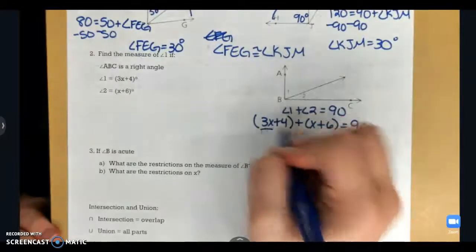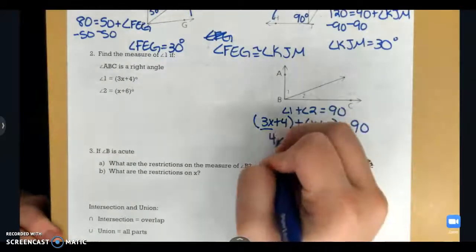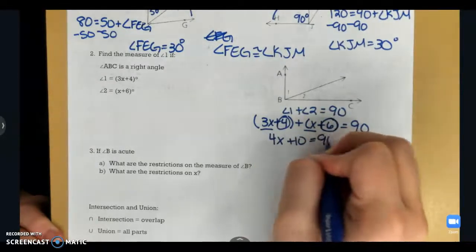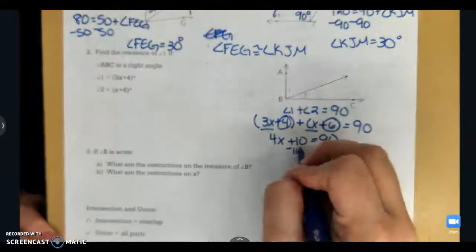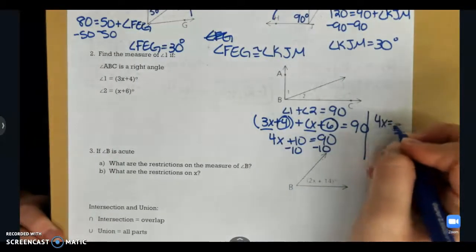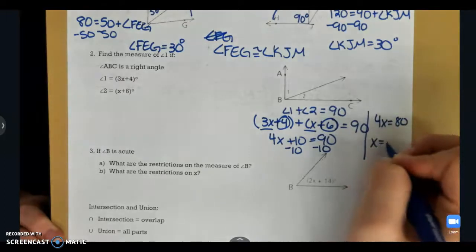So I'm going to combine my like terms. 3x plus x gives me 4x. 4 and 6 gives me 10. And now I just have a two-step equation. I'm going to move that 10 over, and I'm running out of room, so I'm going to write it here. So 4x equals 80, which means x is equal to 20.